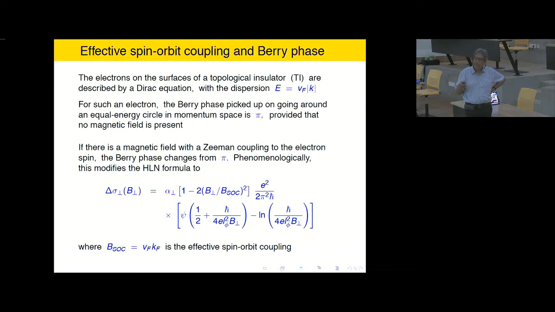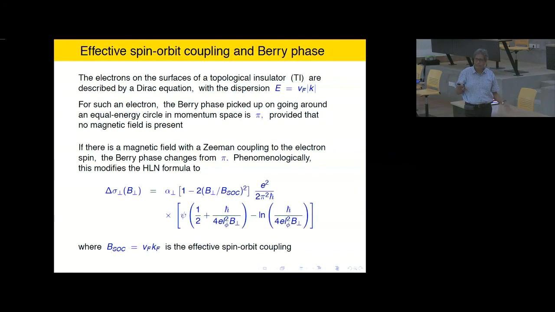As I said, the electrons on the surfaces of a topological insulator are described by the Dirac equation. We'll see this in a little more detail in a while. And so the dispersion is like this, the dispersion of a massless Dirac equation. E is some Fermi velocity times the magnitude of k. And for that, as I said, the Berry phase picked up on going around equal energy contours, so at a fixed energy, if you go around the momentum along a closed curve, the phase picked up is pi, provided that there is no magnetic field present.